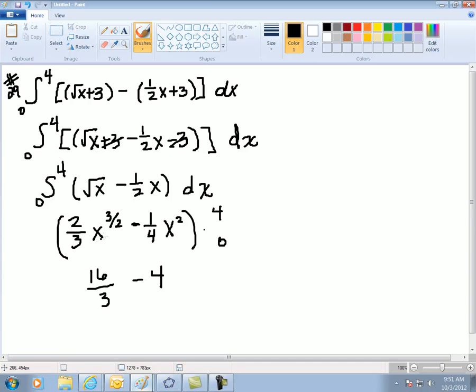And now if I plug in my zeros, this is just going to be 0 and 0, so I don't have to worry about that. So I end up with 16/3, subtract 12/3, so the area is 4/3. I hope these examples help. If you need more, please just let me know.